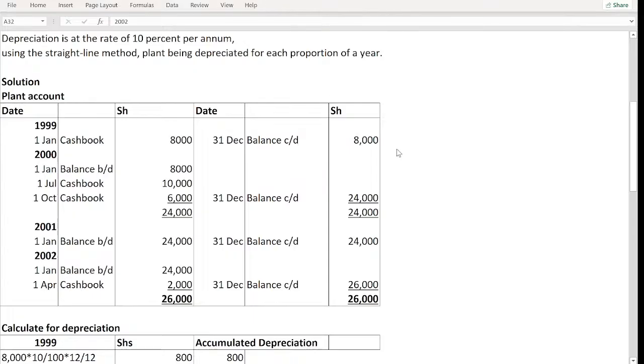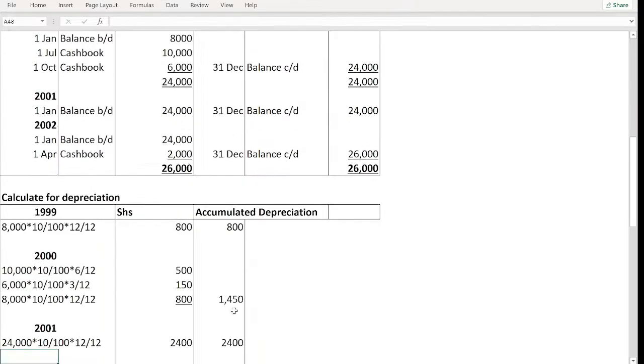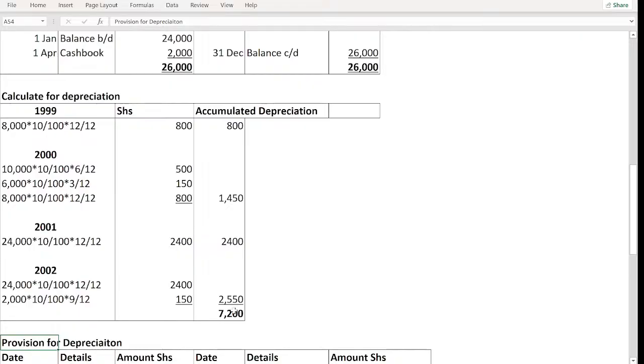You can take a screenshot. Let's go now to the second thing. We are asked to calculate the provision for depreciation account. So you have to show that. Before that, let's calculate the depreciation. So let me show you. We are going to calculate the depreciation, which will help us in preparing the provision for depreciation account.